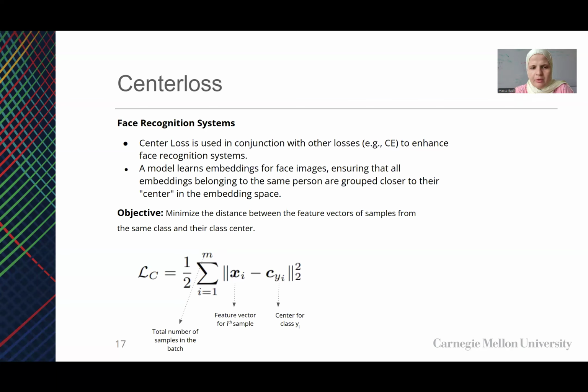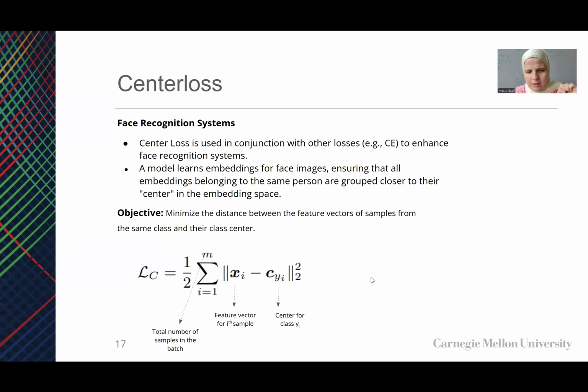Let me give you an example. Let's say a face recognition system. The center loss is used in conjunction with other losses, like, as we said, cross entropy, to enhance face recognition systems. The model learns embeddings for face images, ensuring that all the embeddings belonging to the same person are grouped closer to their center in the embedding space. So the objective is to minimize the distance between the feature vectors of samples from the same class and their class center.